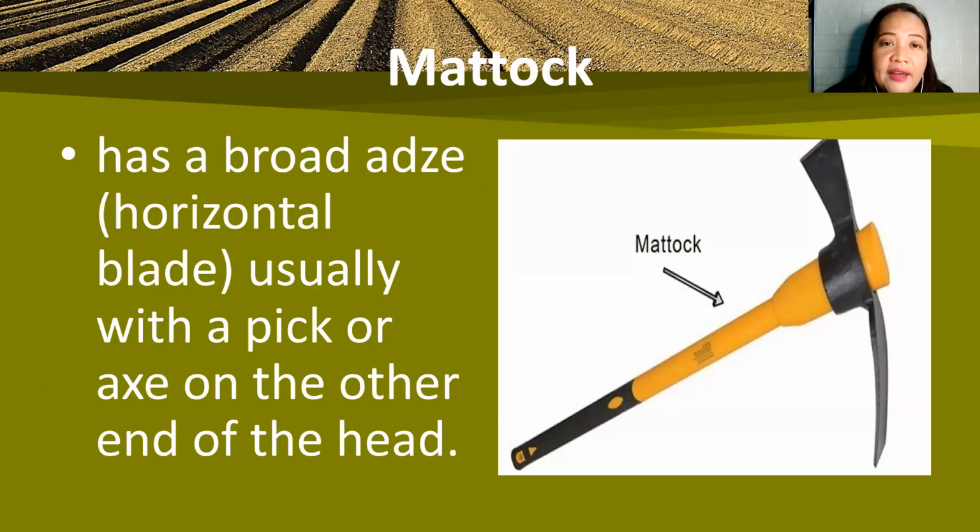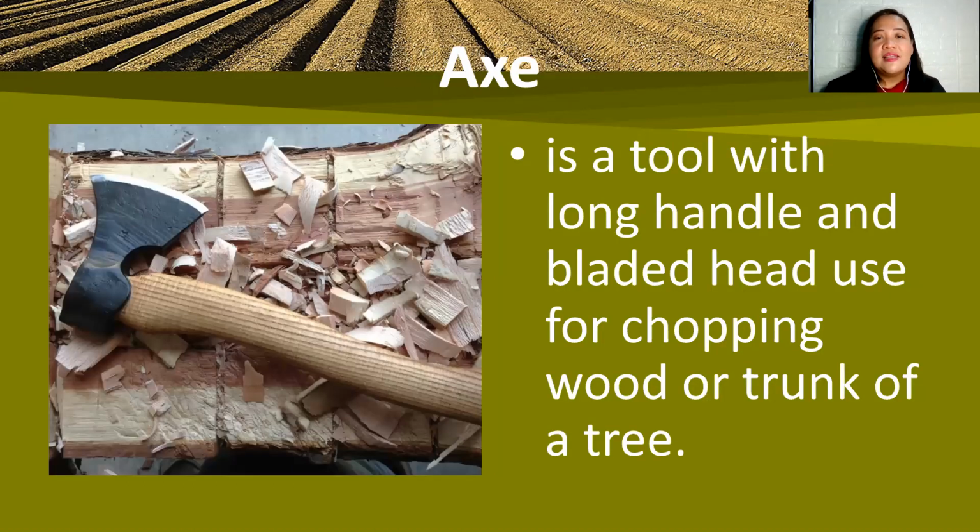The next we have is the mattock. Mattock has a broad horizontal blade, usually with a pick or axe on the other end of the head. Axe. Axe is a tool with a long handle and bladed head used for chopping wood or the trunk of a tree.